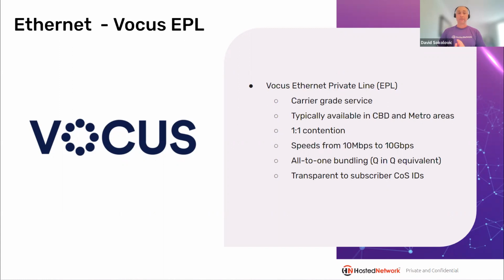They have a whole bunch of different speed options, and they provide a couple of cool things. One is all-in-one bundling. That means you can bundle a whole bunch of VLANs into their own VLAN. You can also create some QoS settings, and the Vocus network will honor those settings throughout. So Vocus EPL, it's flexible and it's a bomb-proof service if you can get it.